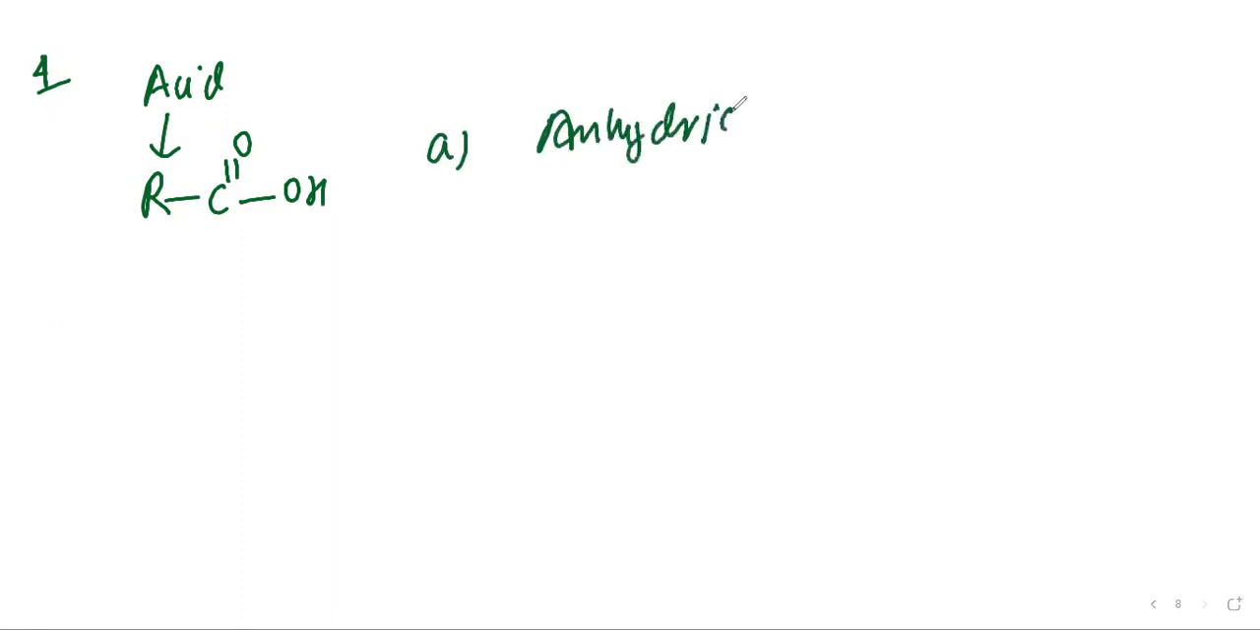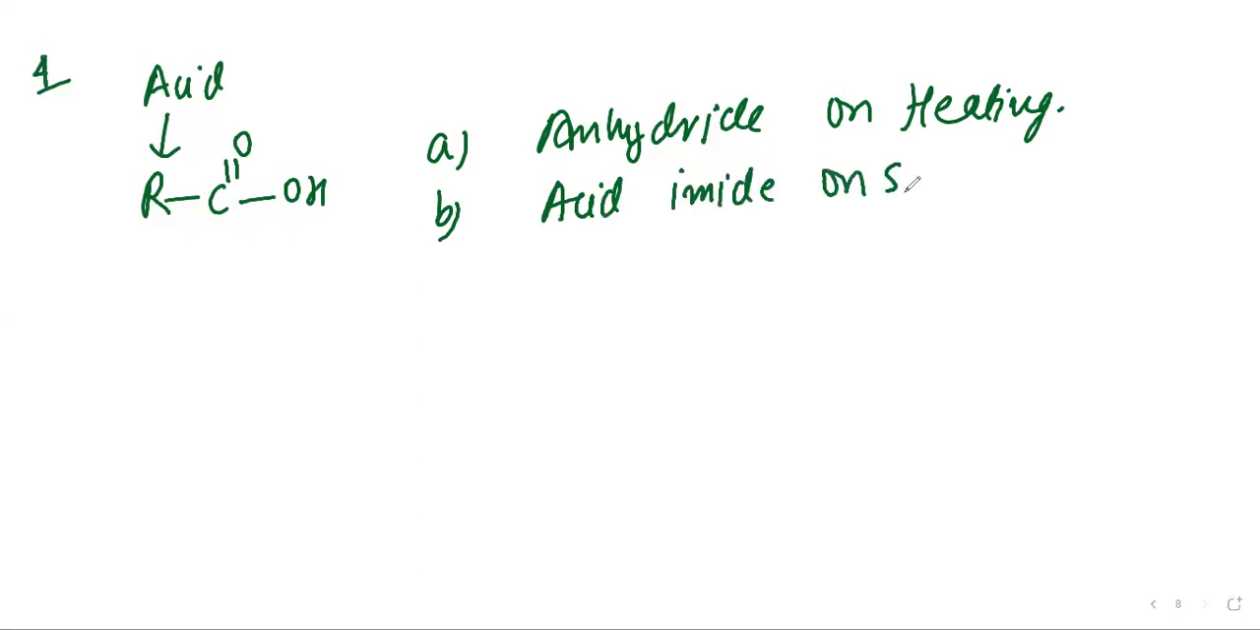So for the fourth, see, the question is: which of the following acids will form an anhydride? The acid general formula we know, right? RC double bond OH. Will form an anhydride on heating. So you have to do the heating. And the next one is acid amide on strong heating with ammonia.